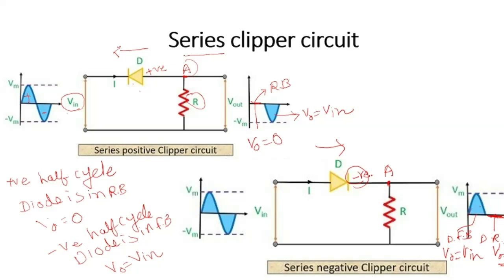Here the negative part will be clipped, so it is called the series negative clipper circuit. Here the positive part will be clipped, so it is called the series positive clipper circuit.